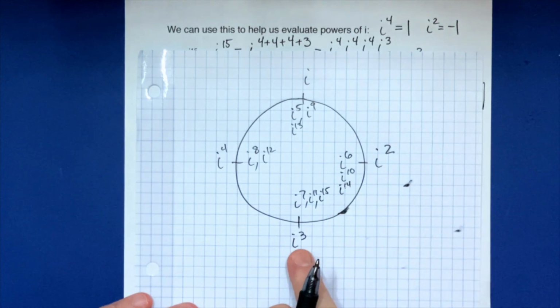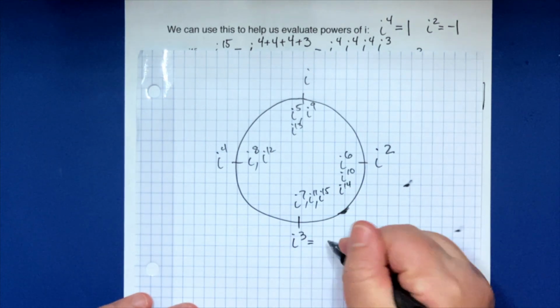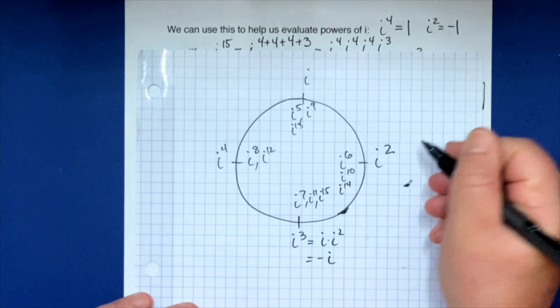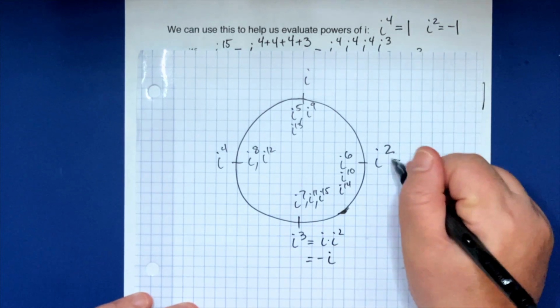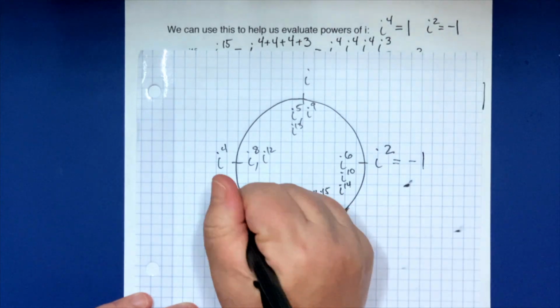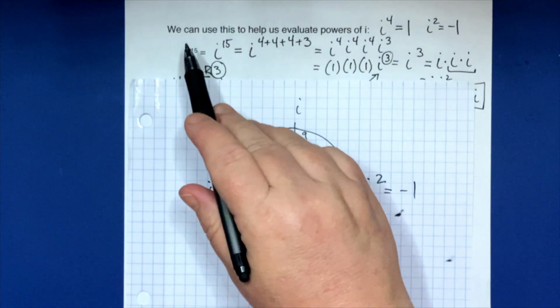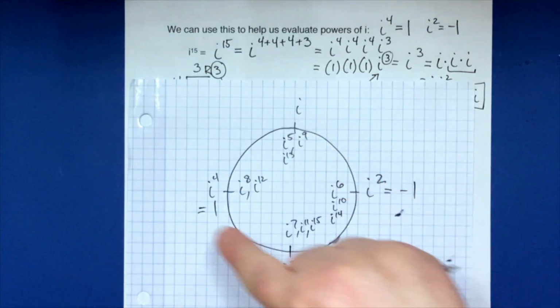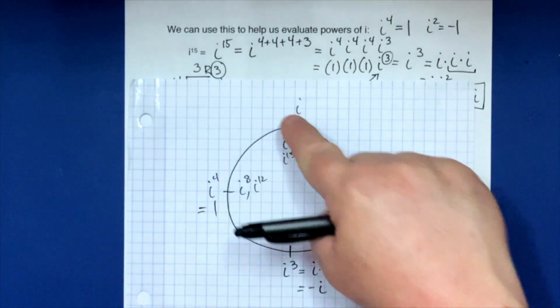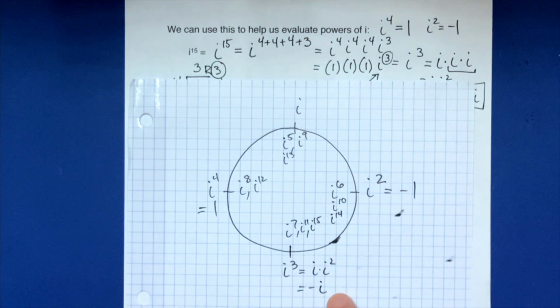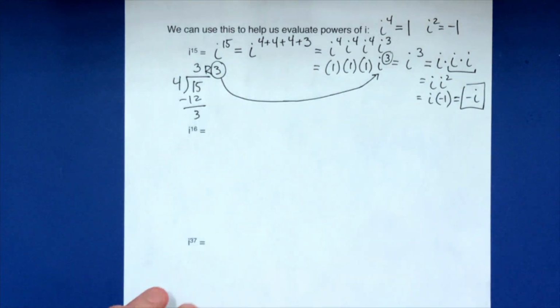So if you go around in a circle and you count them off, you get to I to the 15th here, and I cubed, which is I times I squared, which is the opposite of I. And then I squared, remember, -1, and I to the fourth is 1. So if you wanted to, you could just sit here and count off 1, 2, 3, 4, 5, 6, 7, 8, 9, 10, 11, 12, 13, 14, 15, and we'd be here. And that would be our answer. So that's another way to do it.